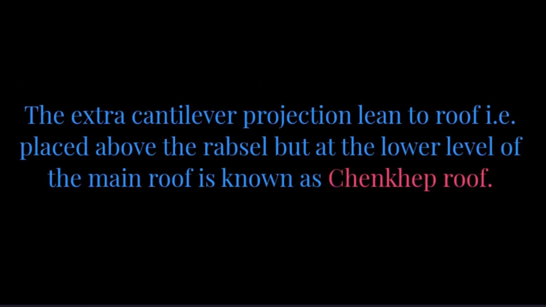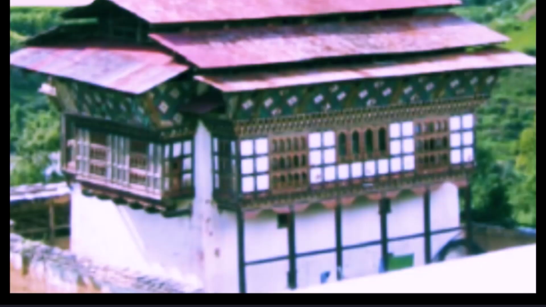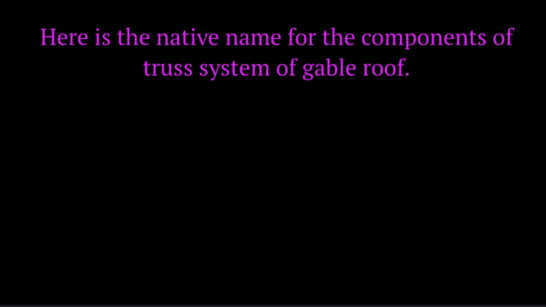The extra cantilever projection lean-to roof placed above the rapsal but at the lower level of the main roof is known as the Chenkhep roof. This is the Chenkhep roof. Typical Bhutanese gable roof system. Here is the native name for the components of the truss system of a gable roof.